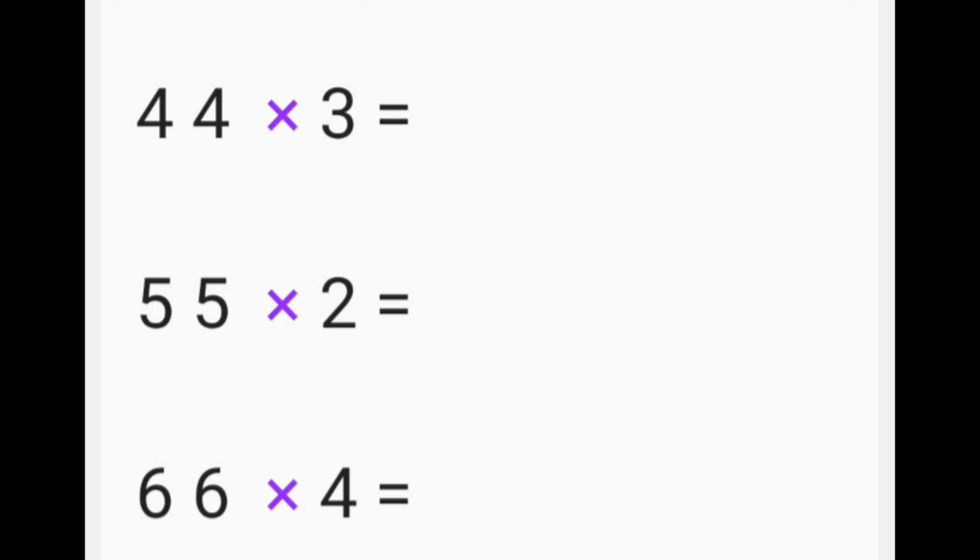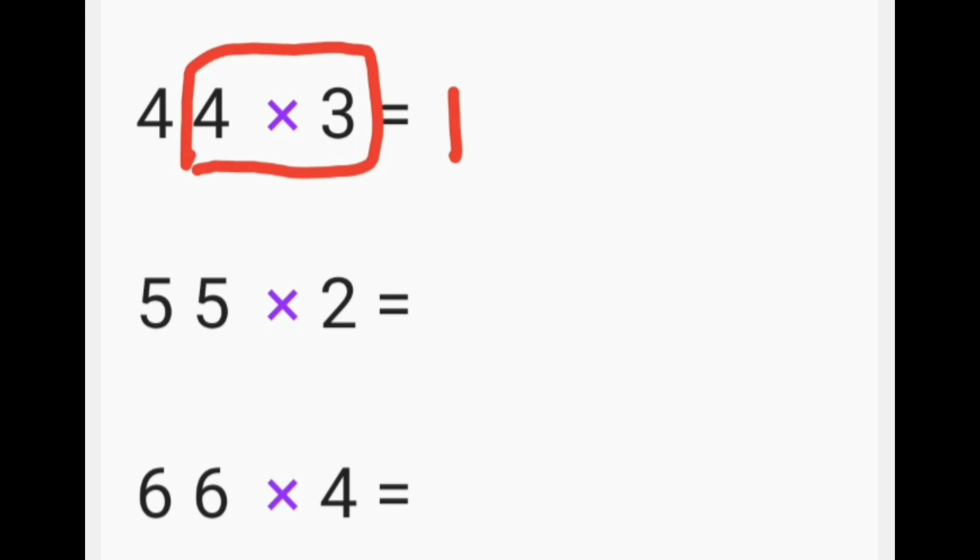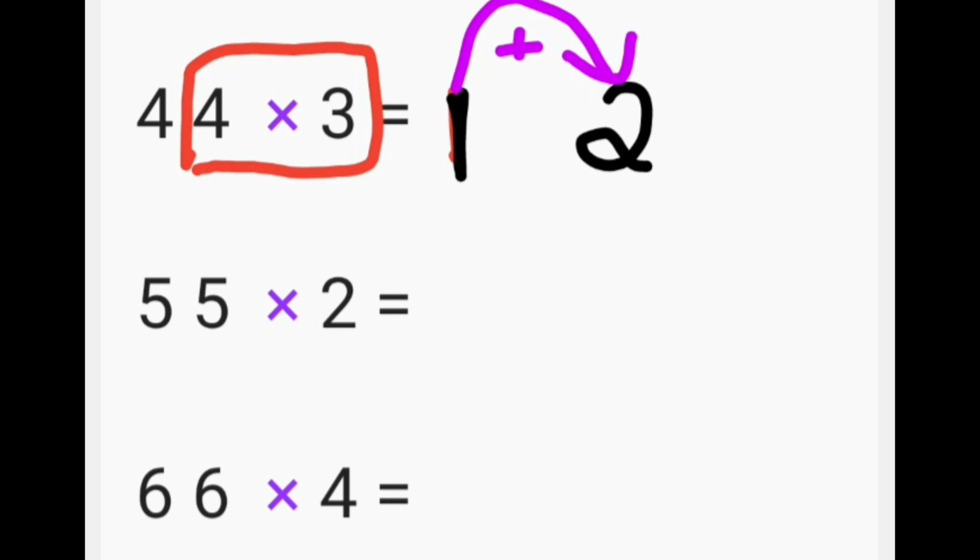Next, let us do this one. 4 threes are 12. So write down 1. Let me use other color. So here 1, 2, right? So you'll have to add these two numbers. What you will get? 1 plus 2 will give you 3. So write down 3 over here.